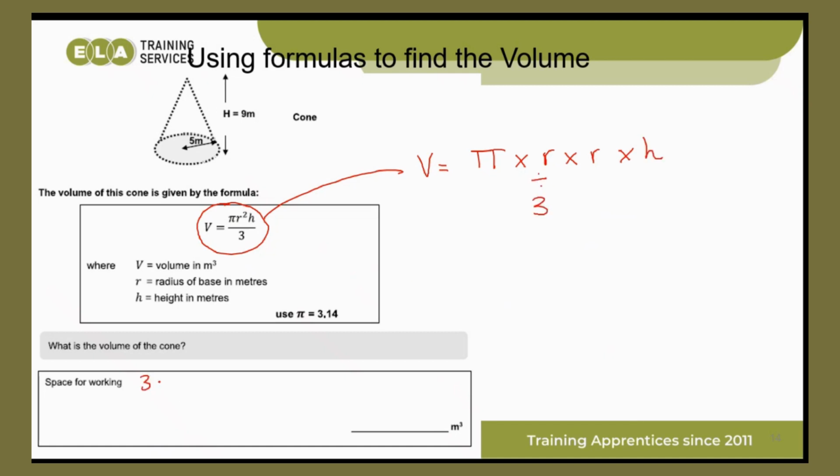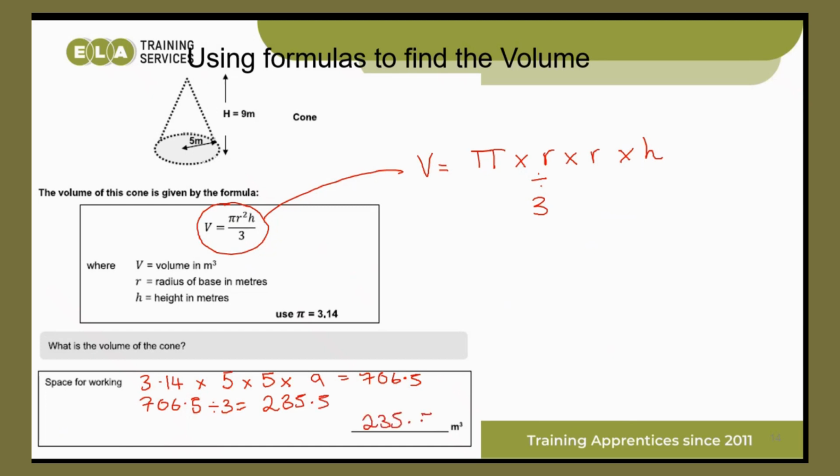So we're going to do 3.14 multiplied by radius, which is 5, times 5, times by 9, because that is our height. So we're going to do that first. 3.14 times 5 times 5 times 9 gives us 706.5. And then our last step is to then divide that answer by 3. Divide by 3 gives us 235.5, and that is our answer.